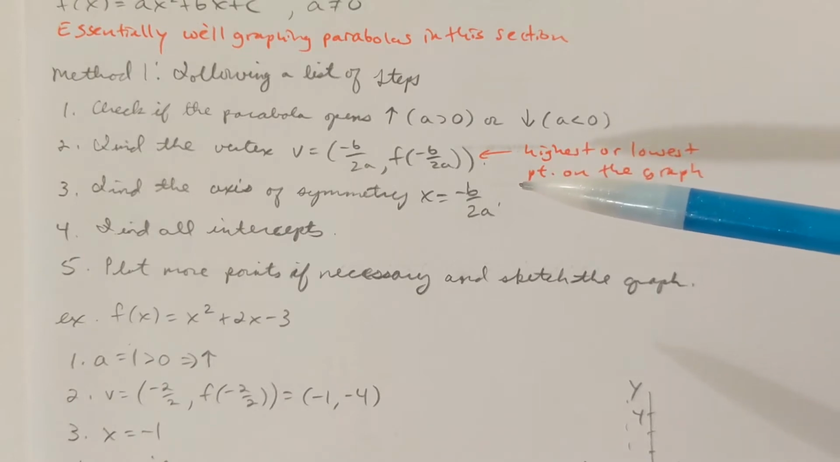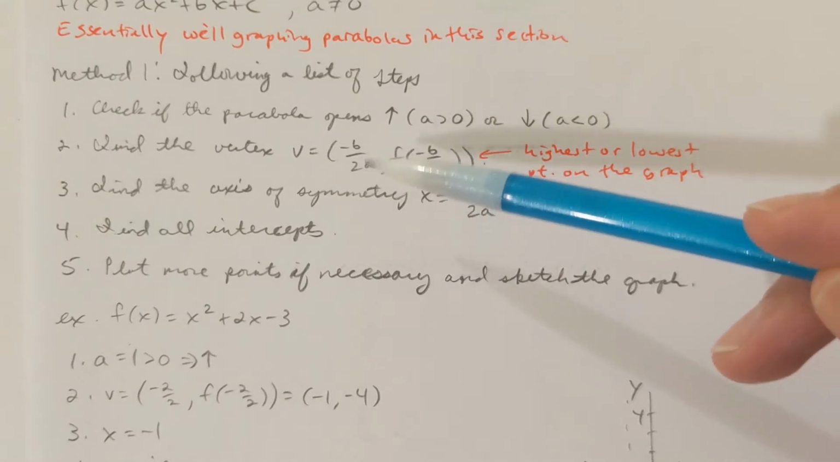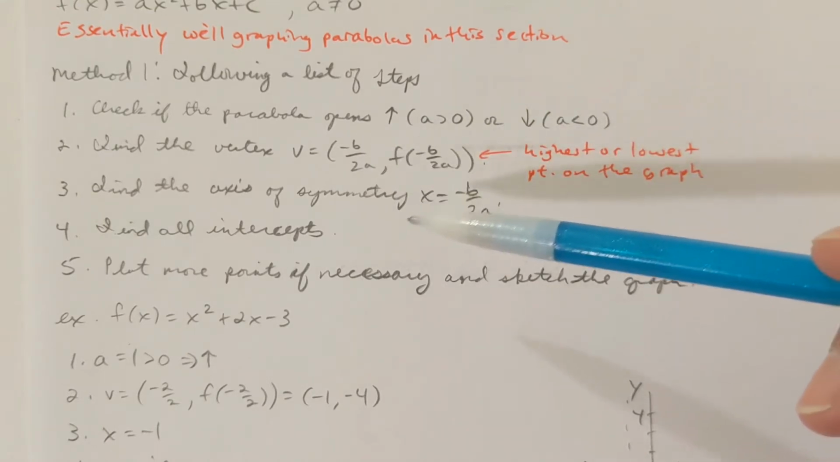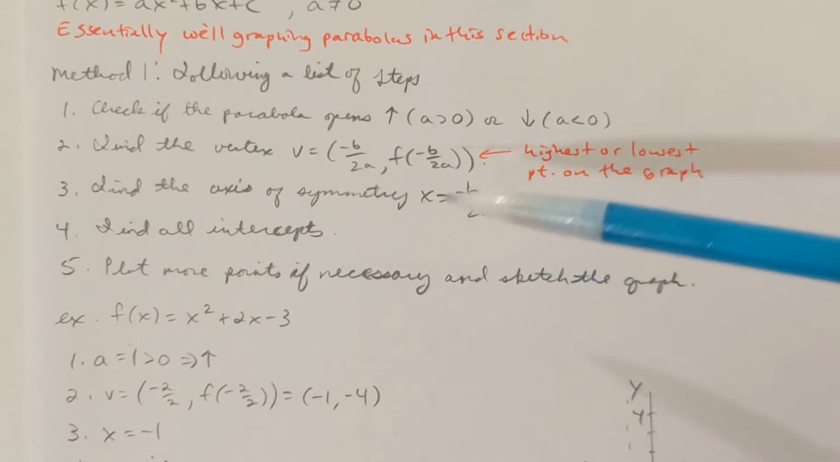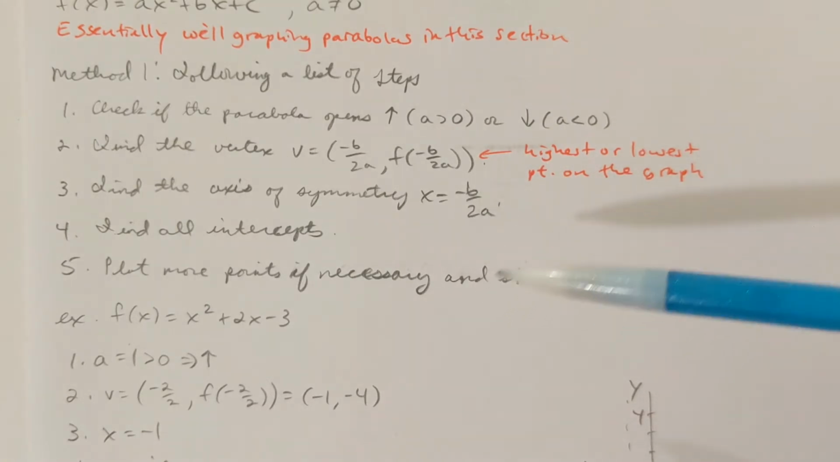Then step 3, find the axis of symmetry by letting x equals negative b over 2a. That's always going to be the x value of the vertex, you'll see. Step 4, find all the intercepts, and then step 5, plot more points if necessary and sketch the graph.